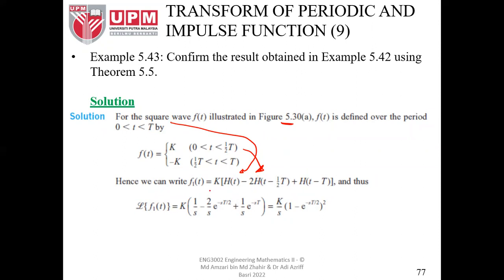So the Laplace of h(t) will be 1/s. Negative h(t minus T/2), the Laplace of this one will become a constant 2 over s times exponent negative sT/2 from here. Plus the Laplace of this one becomes 1/s exponent negative sT. So when we simplify, it becomes k/s times (1 minus exponent negative sT/2) squared.